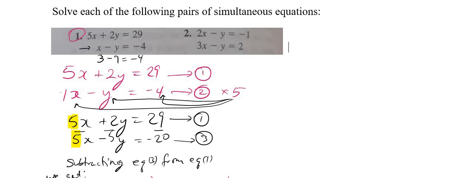Got the right answer. Let's try with equation 1. x is equal to 3, so 5 times 3 plus 2 times y, which is 7. 5 threes is 15, and 2 sevens is 14. This is plus 14. 15 plus 14 is 29. So both equations were satisfied when we inputted the values of x and y. Awesome.